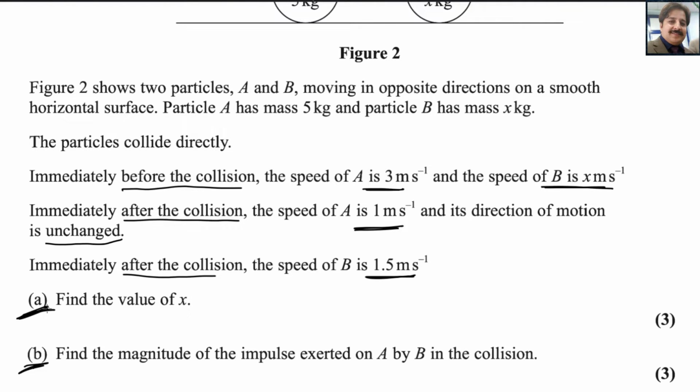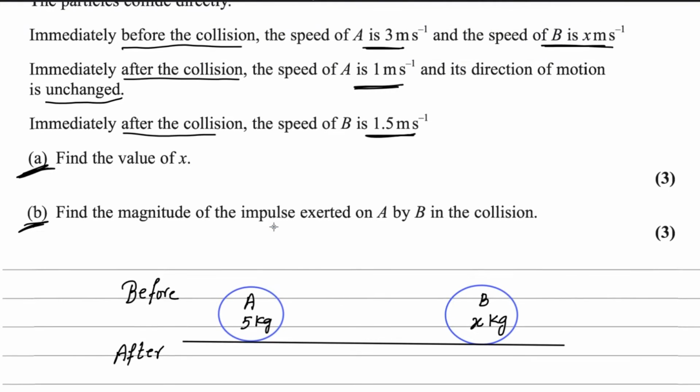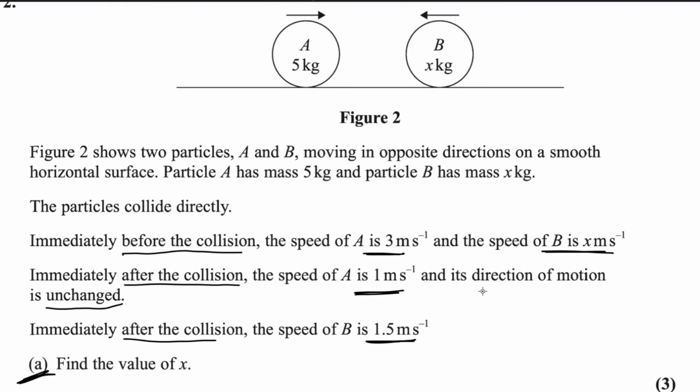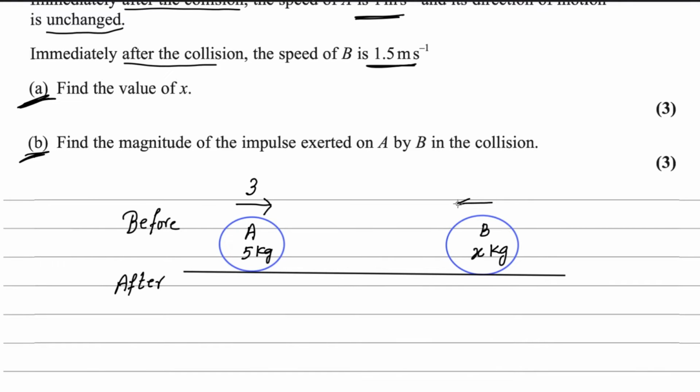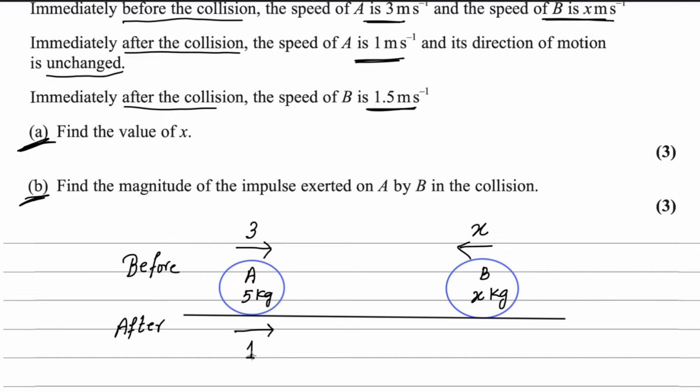First of all, let us do part A. Here I already drew the diagram. A is 5 kg, B is x kg. Before the collision, you should write the values here. Speed of A before the collision is 3, direction towards the right. A and B were moving in opposite directions, so the speed of B before the collision is x. For A after the collision, the direction is unchanged, as given in the question, and speed is 1 meter per second.